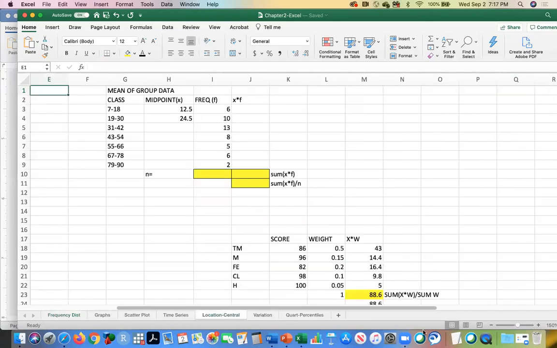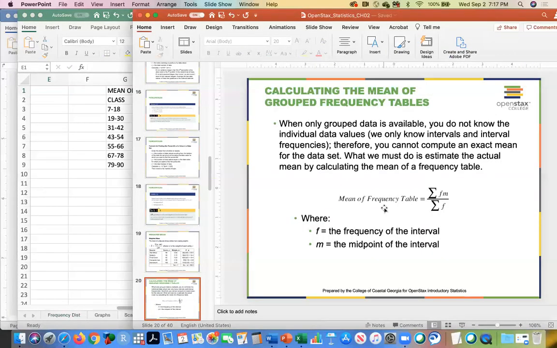In order to find the mean of the group data, or group frequency tables, we have to use this formula. The summatory of the F's times the M, where M is the midpoint. If I multiply the frequency times the midpoint and then divide it by the sample size, I'm going to get the mean value, right? So I need the frequency and I need the midpoints.